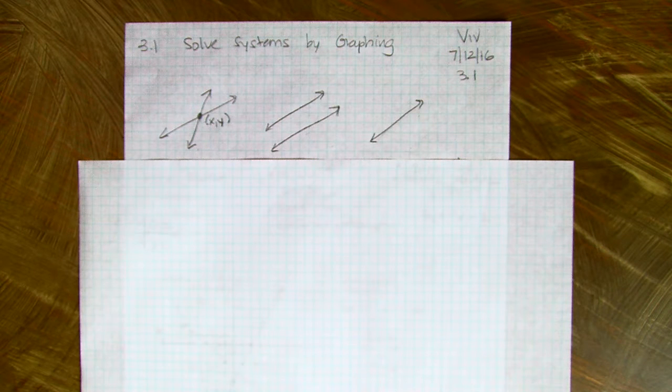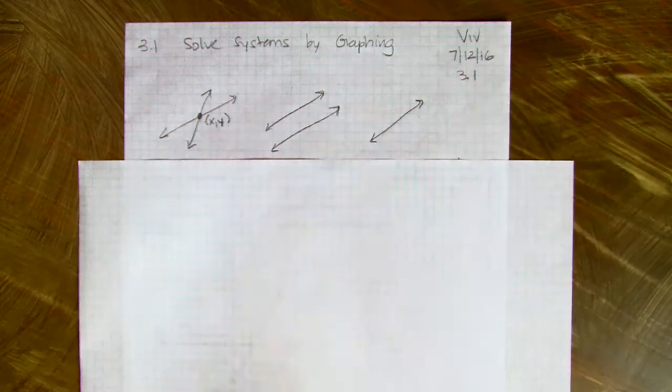Section 3.1, solve a system of linear equations by graphing. For now, we're only going to deal with two equations in our system. In real life, there's usually lots of different variables that create a pretty complex system.